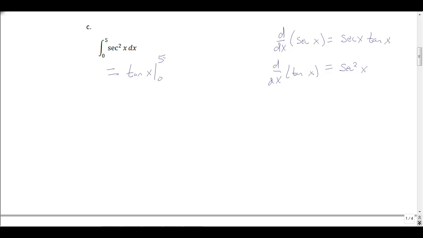Evaluate from 0 to 5. So this is tangent of 5 minus tangent of 0. Tangent is sine over cosine. Sine of 0 is 0. Cosine of 0 is 1. So tangent of 0 is 0. So my answer at the end is just tangent of 5, whatever that works out to be.